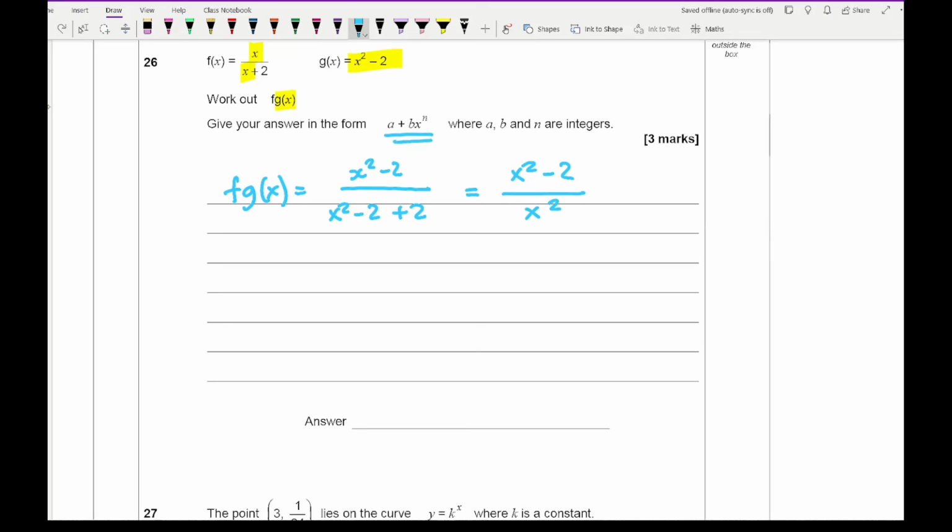Now I want to write the answer like this, so I need to use my knowledge of indices to do this. So I've got x squared over x squared, minus 2 over x squared. Simplifying this gives me 1. Simplifying this, I get 2x to the minus 2, and there is my final answer. And that should be written there.